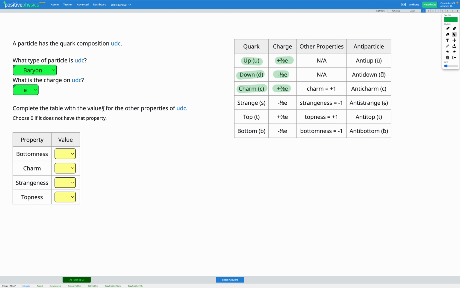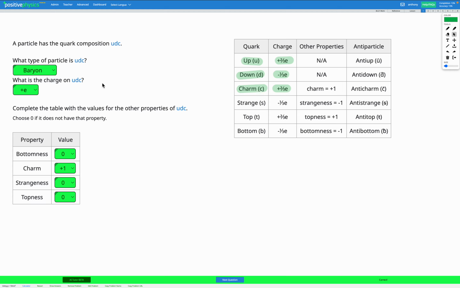Finally, let's complete the table with values for the other properties of this particle made up of up, down, and charm. So does it have bottomness? Well, the only quark that has bottomness is bottom, and there's no bottom in this particle. So there's going to be no bottomness. As for charm, we do have 1 charm in our particle, and charm has a charm of plus 1. We don't have any strange quarks in our overall particle, so there's not going to be any strangeness. That's going to be 0. And there are also no top quarks in our particle, so the topness is also going to be 0.